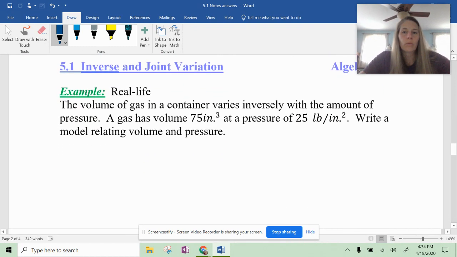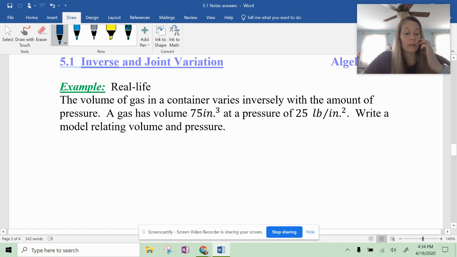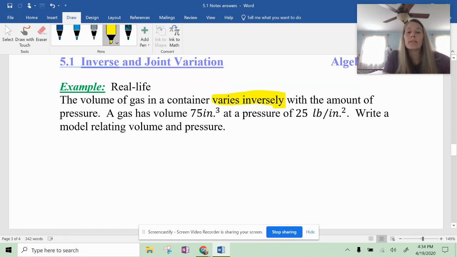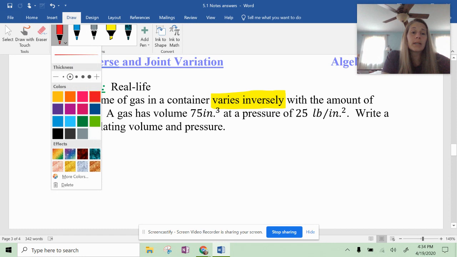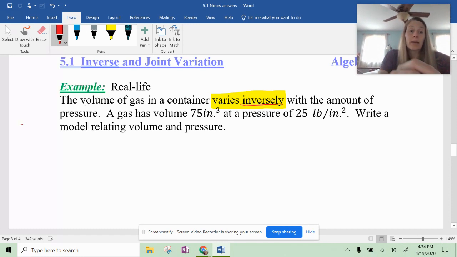Okay, so now let's do a word problem where this comes into play. This question says the volume of gas in a container varies inversely with the amount of pressure. A gas has volume 73 inches cubed at a pressure of 25 pounds per square inch. Write a model relating the volume and the pressure. The first thing we want to do here is, since it's inverse, write down my inverse variation formula, right? So we know that it's y equals k over x, okay?